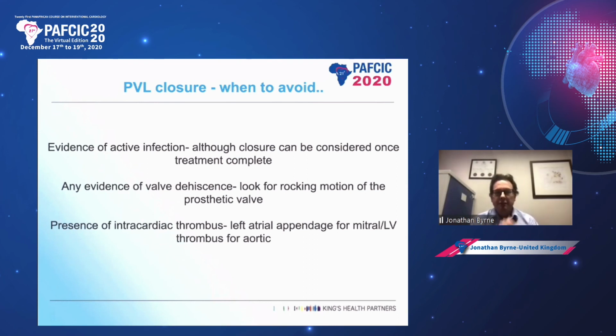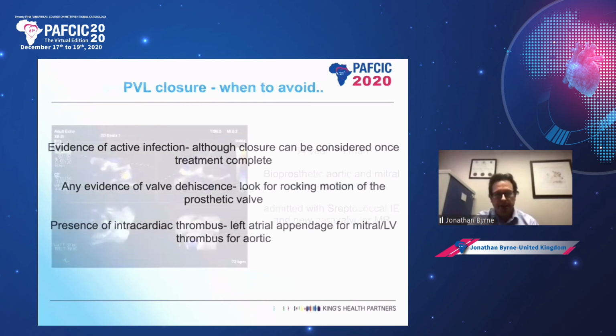Any evidence of valve dehiscence, and look carefully for a rocking motion of the prosthetic valve. And the presence of intracardiac thrombus. If you're treating an aortic leak, left atrial appendage clot's not a contraindication, but if you're treating a mitral leak, it is. And left ventricular thrombus is also a contraindication for treatment of aortic leaks, although we've done 1 or 2 cases with a laminar thrombus with embolic protection when there's been no other option. So I think that's relative in terms of where and how you're attempting the procedure.